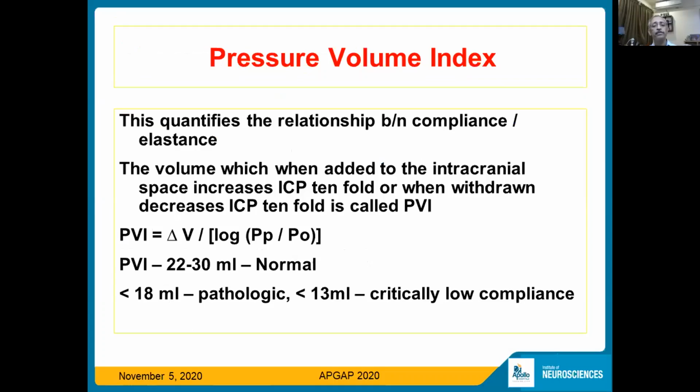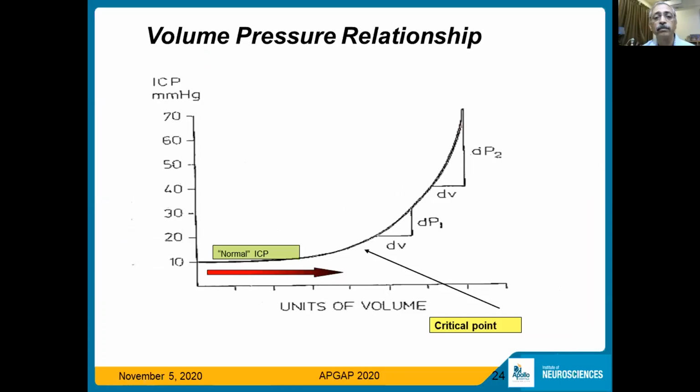The pressure volume index is another index that quantifies the relationship between compliance and elastance, and this is taken as the change in the volume to the logarithmic change in the pressure, where a tenfold increase in the ICP is taken as the point at which the volume is defined. Now 22 to 30 ml is normal, but however these things are not routinely practiced. Now we have invasive ICP monitoring, wherein we can directly measure the ICP. This is the pressure volume curve, what we normally see.